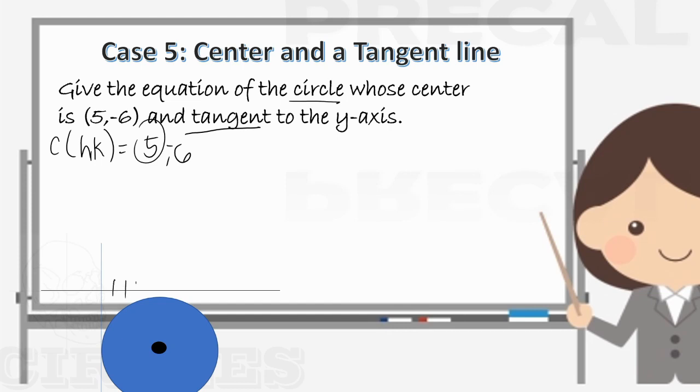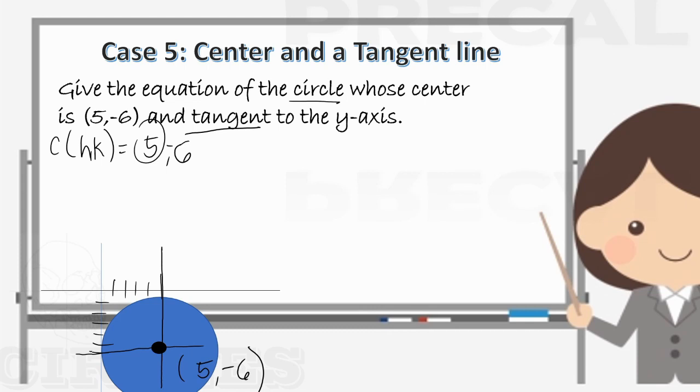1, 2, 3, 4, 5. And then, sa y-axis, negative 6 units. So, pababa kasi negative. 1, 2, 3, 4, 5, 6. So, dito yung center natin. So, yung center natin is 5 and negative 6.